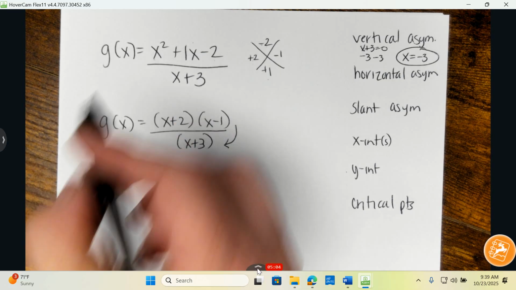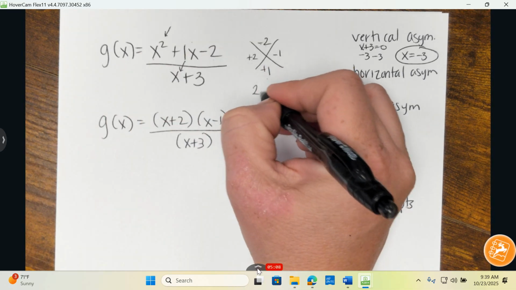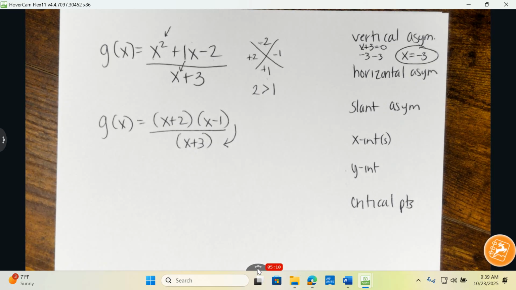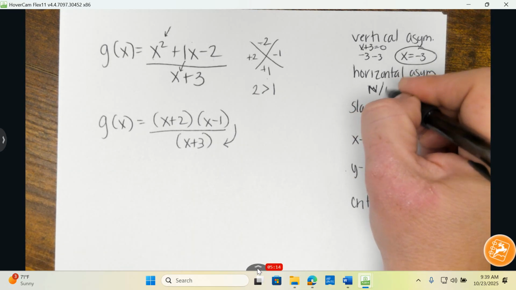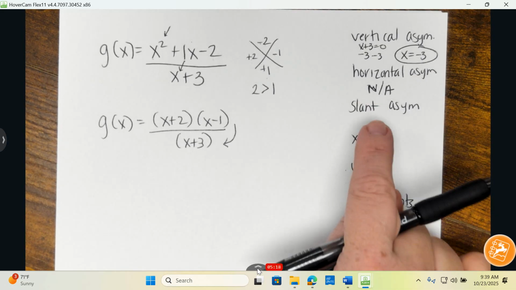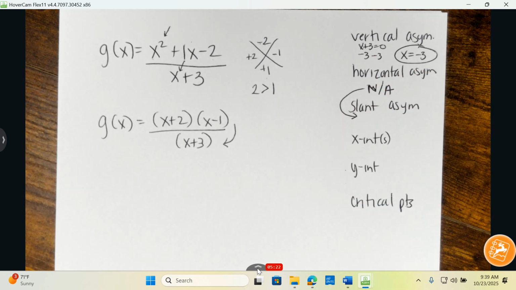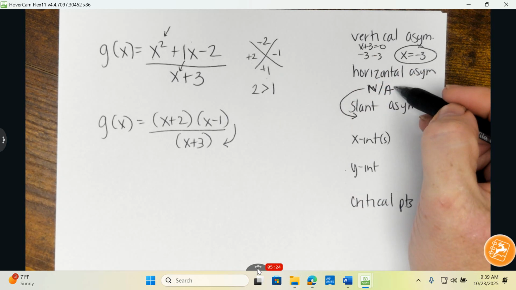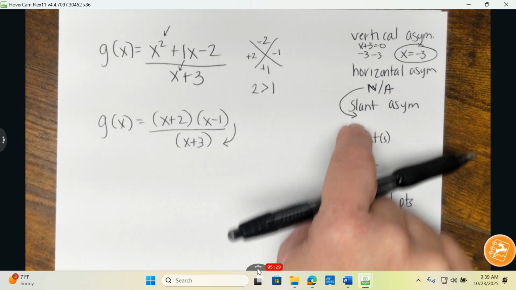When I look up above, I see we have a degree 2 in the numerator and a degree 1 in the denominator. 2 is greater than 1. What does that mean? When 2 is greater than 1, there is no horizontal asymptote. When there's no horizontal, there will be a slant. Now, if there's a horizontal, there would not be a slant. So it's either horizontal or slant, one or the other.